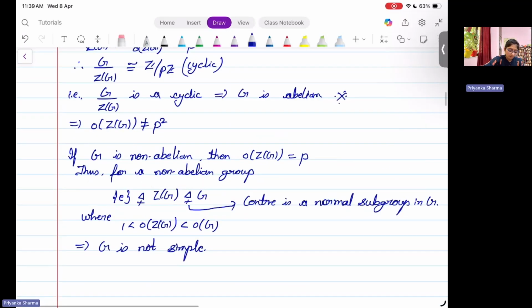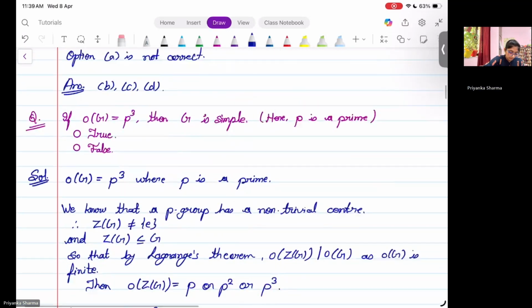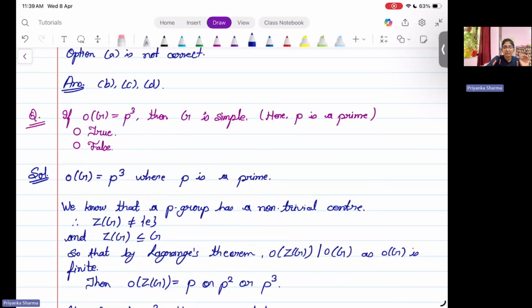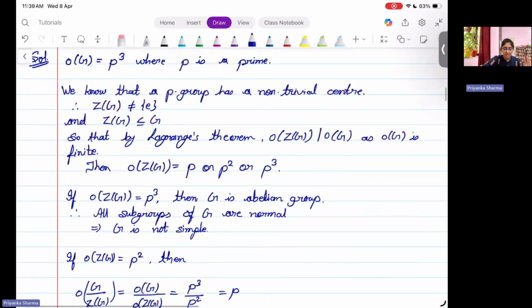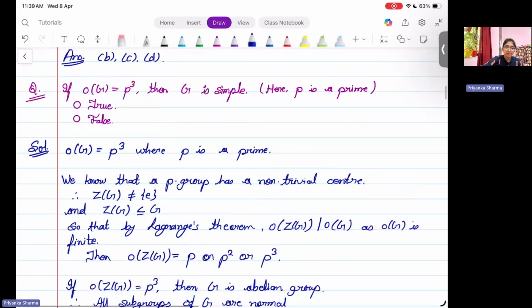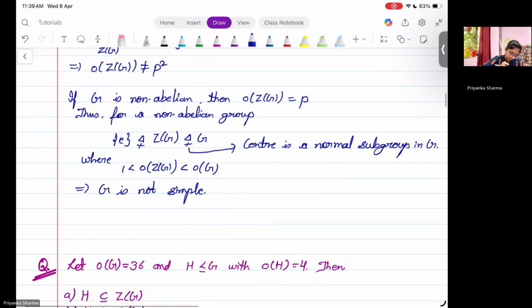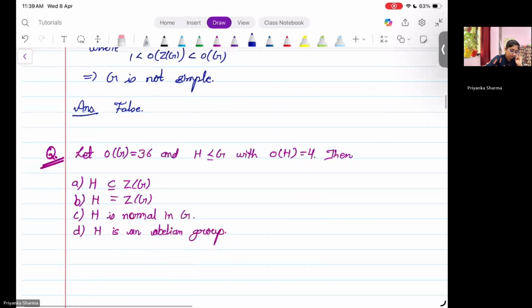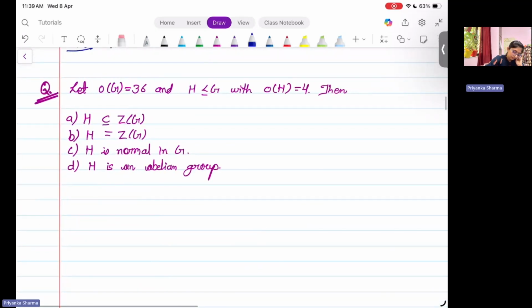So if the order of G is p cubed, then whether G is an abelian group or a non-abelian group, G cannot be simple. So the statement is false. Come to the next question.